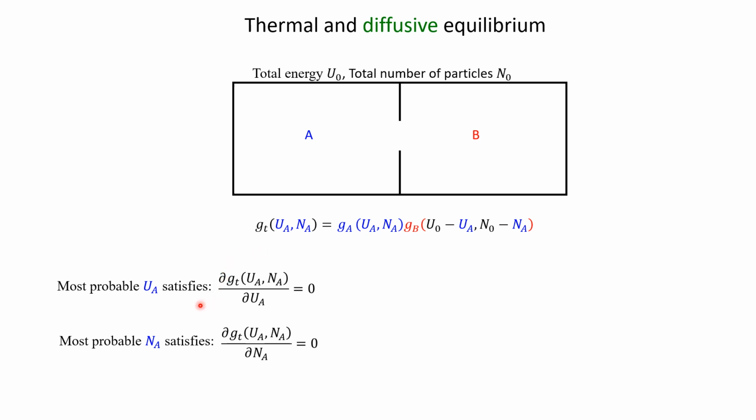And in the same way, we can ask the same question about the number of particles of system A. We can ask what is the most probable number of particles in system A?